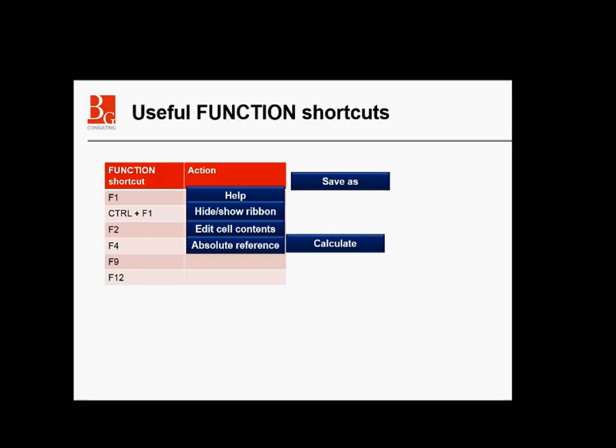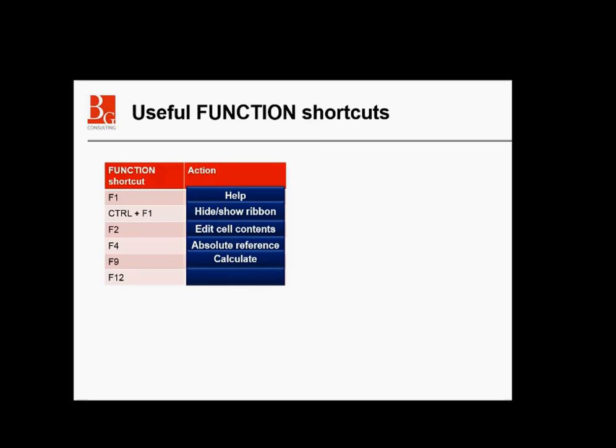F4, after you've used F2 within a cell, allows you to fix the reference to that cell by putting $ signs in front of the row and column reference. As you repeatedly press F4, the cell will cycle through the alternative combinations of whether row, column, or both, or none are fixed. F9 is to force a manual calculation, and F12 is save as.